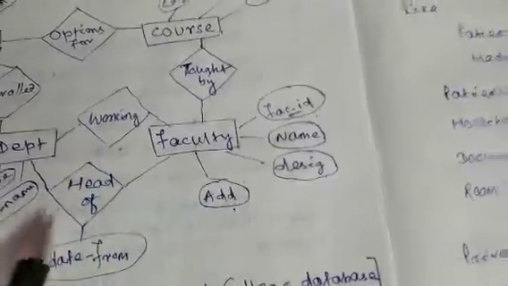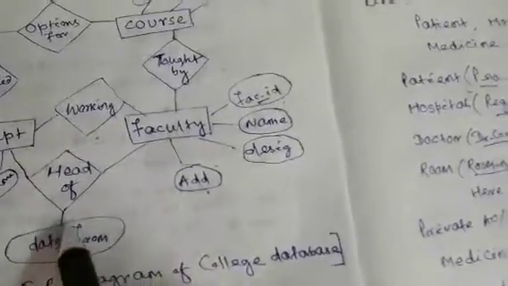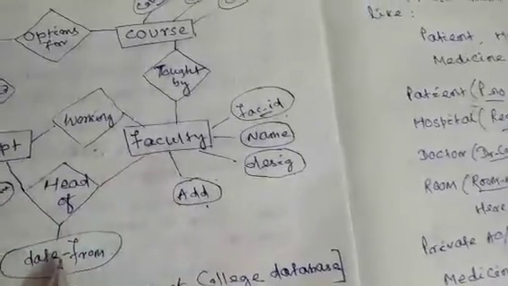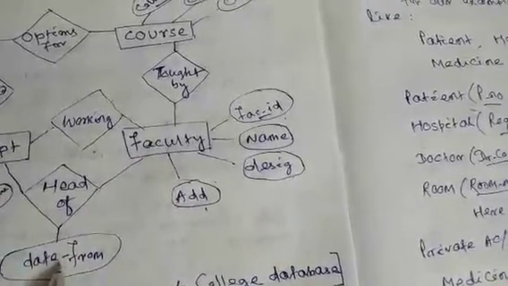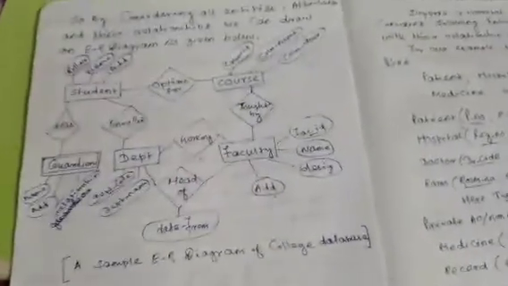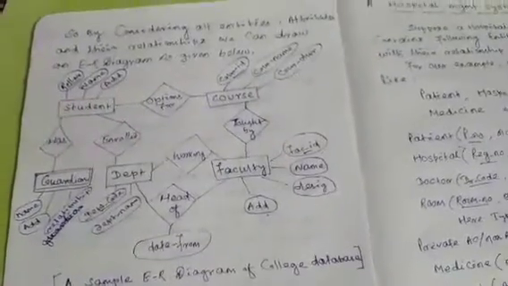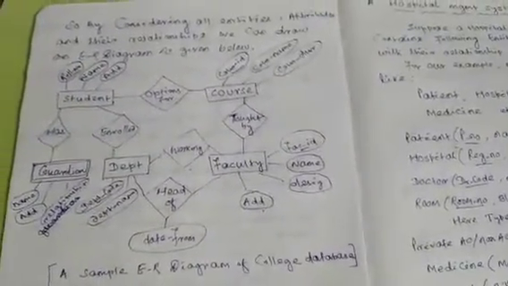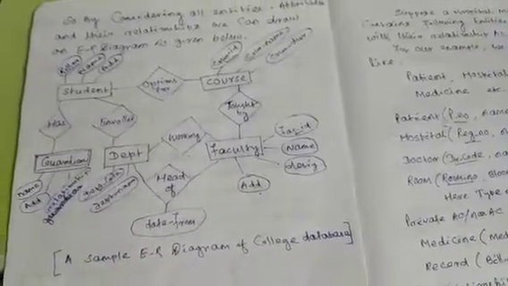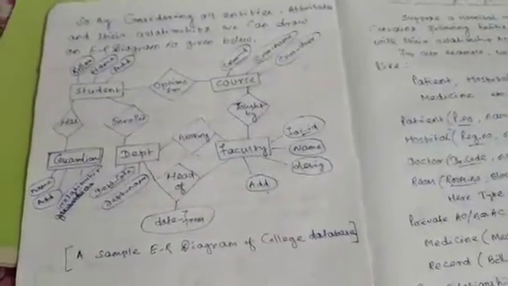So another relationship is head of a department, head of. The attribute is date from, meaning when a faculty member is a HOD, head of a department, the date will be mentioned here. It is considered an attribute of this relationship. So in this complete ER diagram for a college database, we are considering this many entities and attributes. There are so many examples I can give.